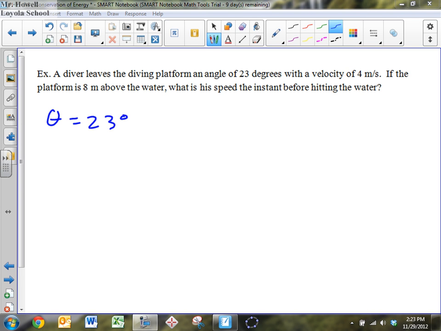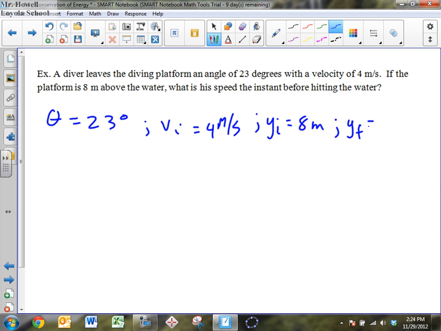Wait, so this is the whole paper that you're going to use? Sabella, go ahead. Wait, what is YI? 8. Oh. Because the person starts at a height of 8 meters on the diving platform. That's pretty much all we've got for this problem.